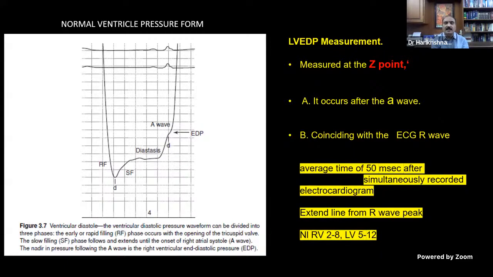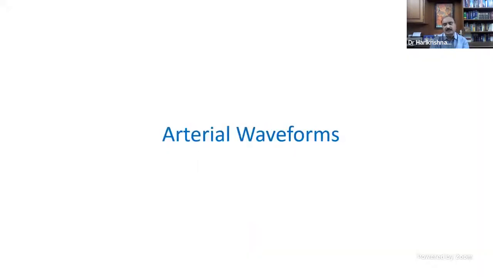So where is the LVEDP measured? It is measured at the point called the C point or the Z point. So where is the Z point? You drop a line from the peak of the R wave down to the ventricular pressure. The point where it touches the ventricular pressure, that is the C point, and that is where you have to measure it. There are differences of opinion, different schools of thought, but you remember it like this: it coincides with the R wave. Okay, that is the ventricular end diastolic pressure.